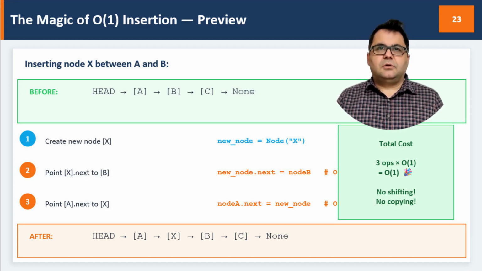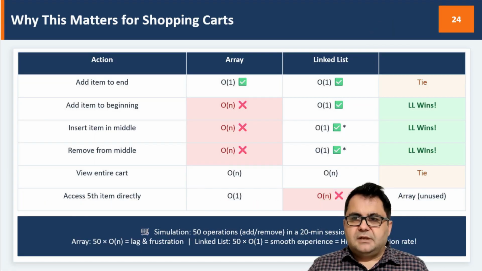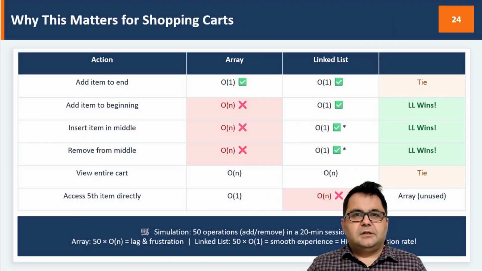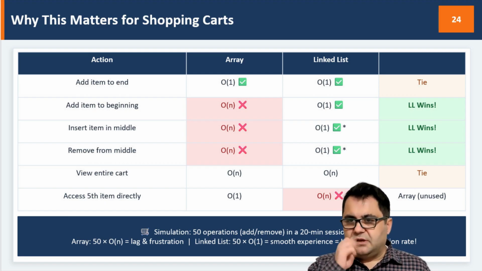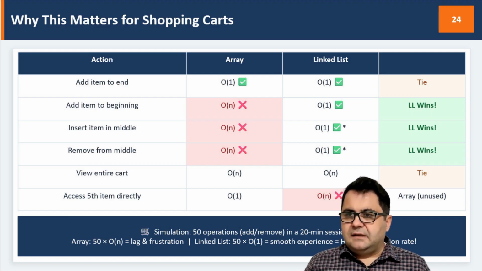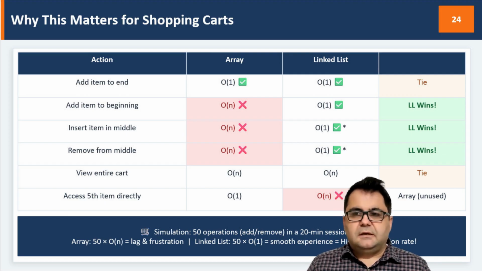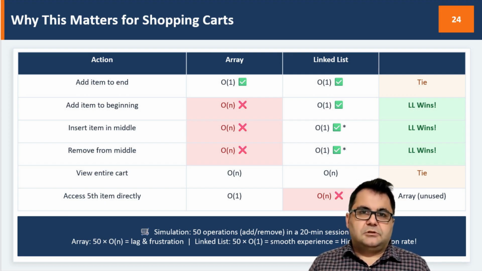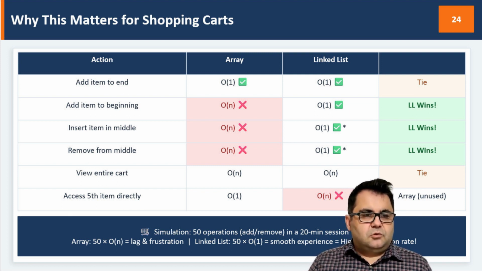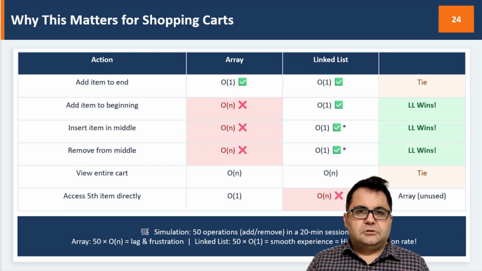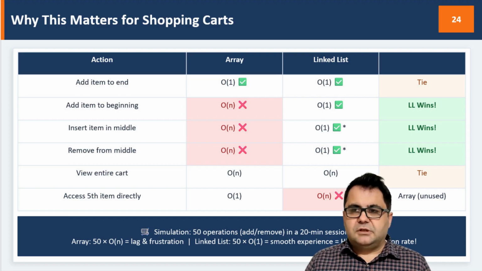In hour 2, we'll code this ourselves. Why does this matter for shopping carts? Let's analyze real user behaviors. Add item to end, array O(1), linked list O(1), tie. Add item to beginning, array O(n), linked list O(1), linked list wins. Insert in middle, array O(n), linked list O(1), linked list wins. Remove from middle, array O(n), linked list O(1), linked list wins.